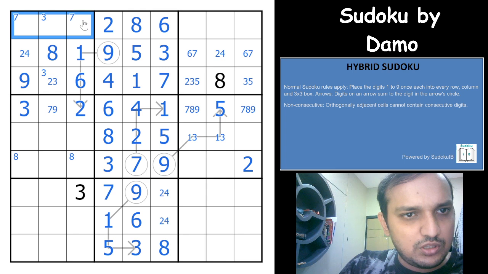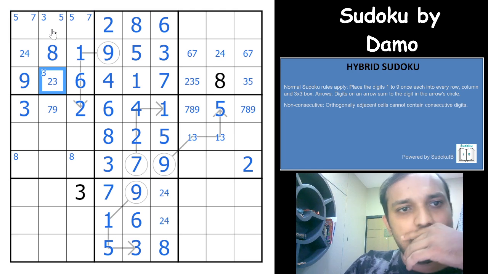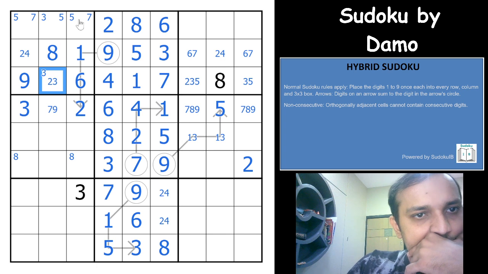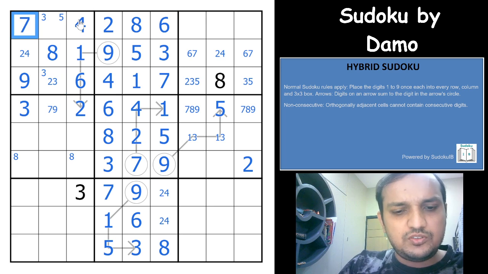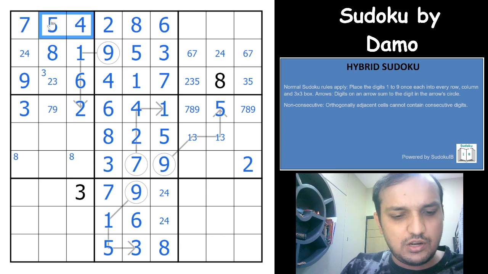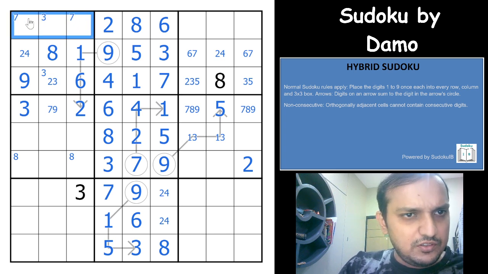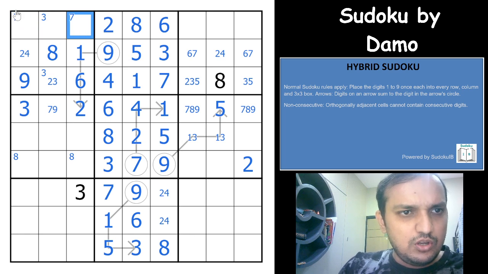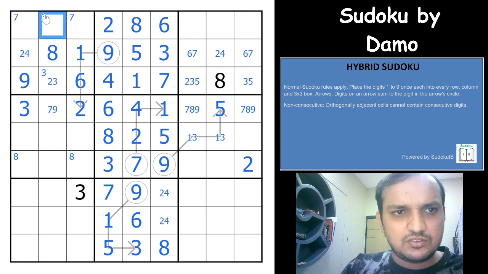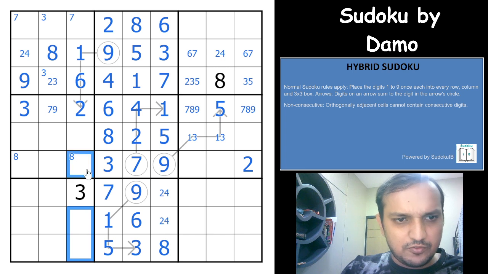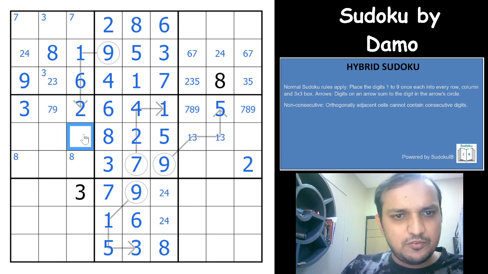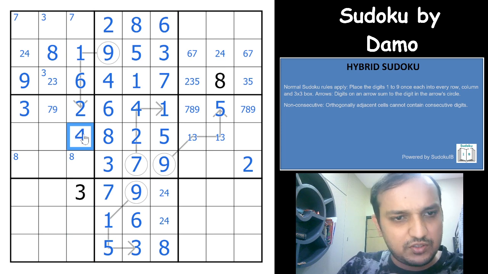Five is in one of these three cells, right? If this cell is a 4, this would be 7 and that would be 5. You get a 4, 5 adjacent to it, because 5 is in one of these three cells, right? So if this is a 4, there is only one possibility for a 7, and then this tends to be a 5. So this cell cannot be a 4. This cell cannot be a 4, this cell cannot be a 4, this cell cannot be a 4. The only possibility for 4 in row column 3 is this cell.